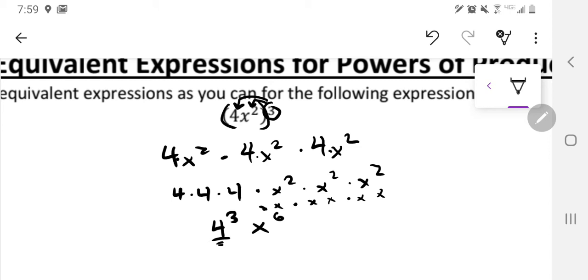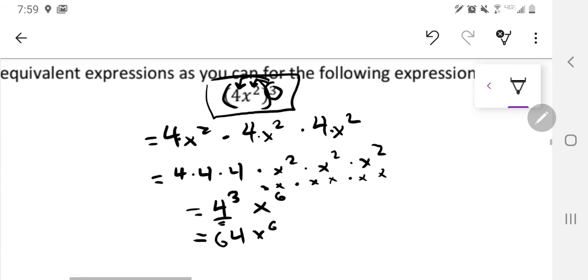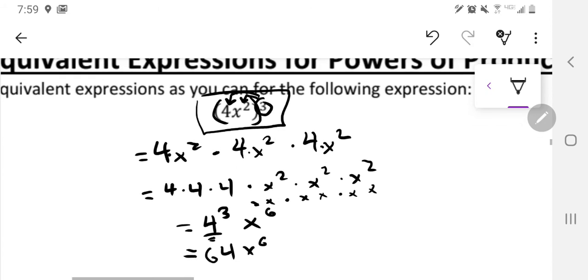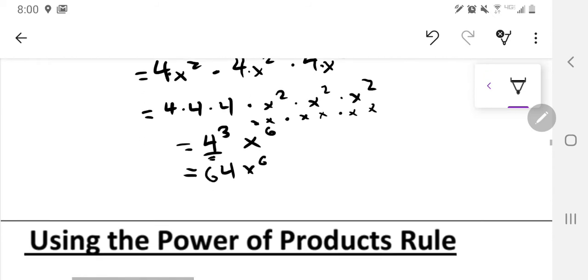All right, so now we can take that and simplify it. 4 times 4 is 16 times 4 is 64. And then we have the x to the 6th. All right, so this is equal to this, which is equal to this, which is essentially equal to the original problem we started with. And this down at the bottom is our most simplified form. All right, so that 3 outside made us have 3 of all the factors inside those parentheses.